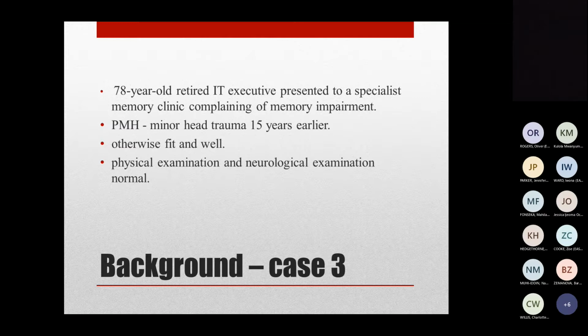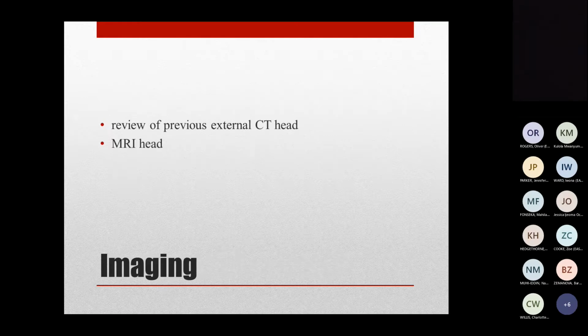So a 78-year-old retired IT executive presented to a specialist memory clinic complaining of memory impairment. His only past medical history included minor head trauma 15 years earlier. He was otherwise completely fit and well. Physical examination and neurological examination were normal. The only imaging available at present was a previous CT head scan performed at an outside institution, and an MRI head was requested.